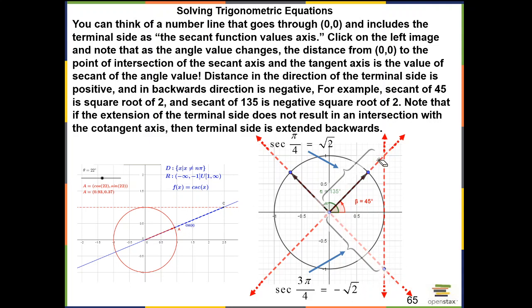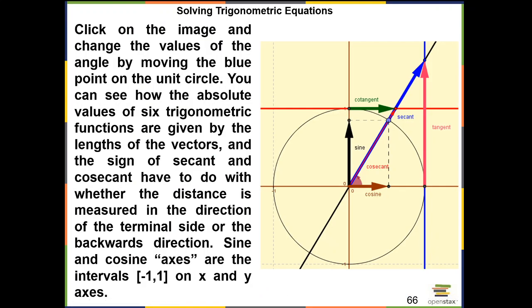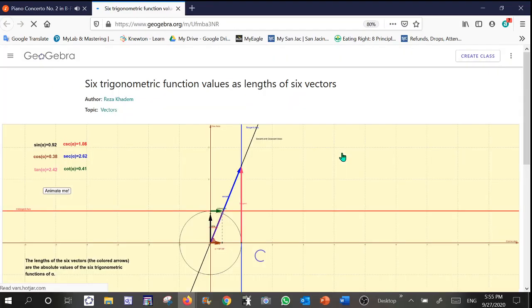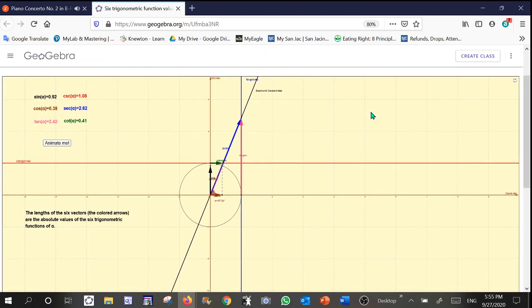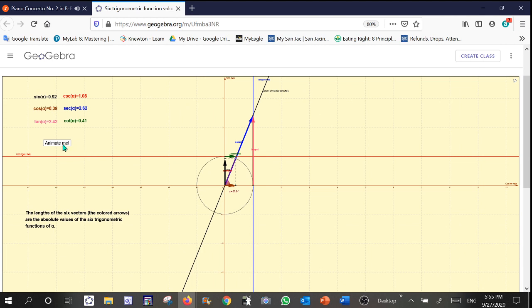Okay? All right, now let me put all of them together, and I'm going to show you this animation. And for this animation, let me click on this. Again, my audio might be a little bit messed up. I want to wait for it to load. All right, I'm just going to animate it.